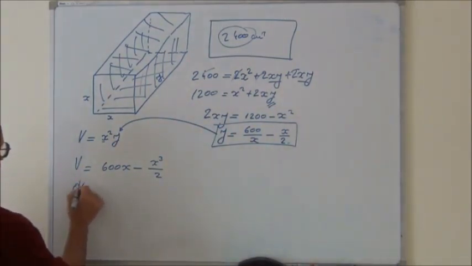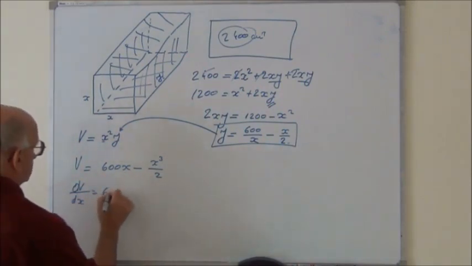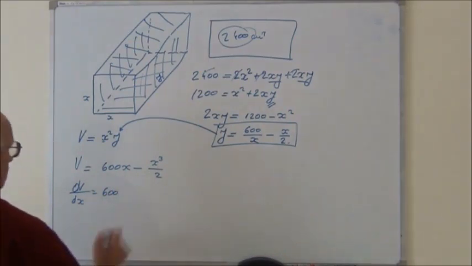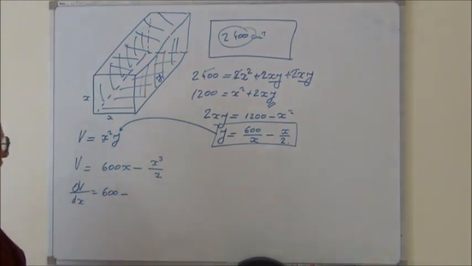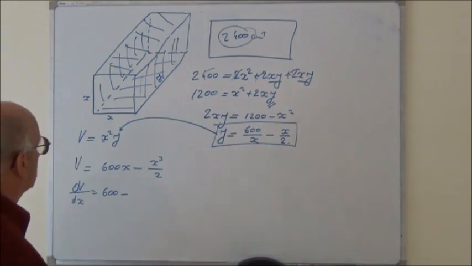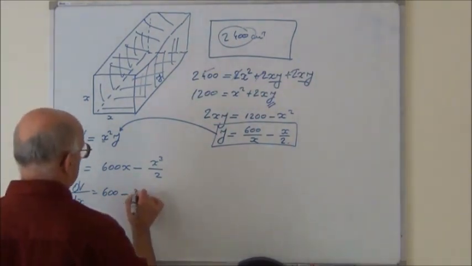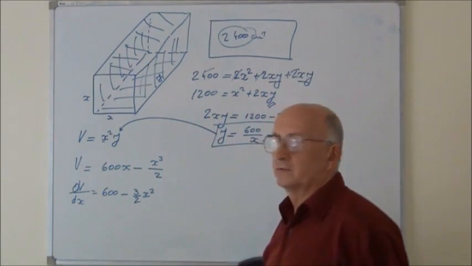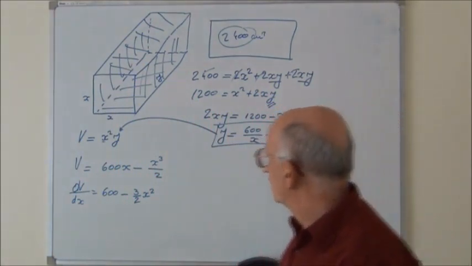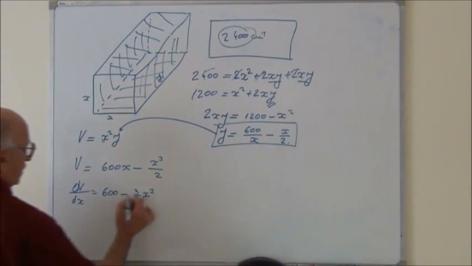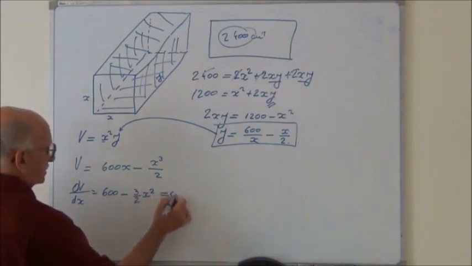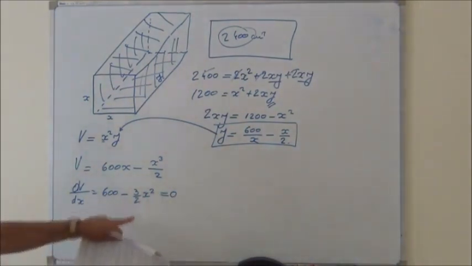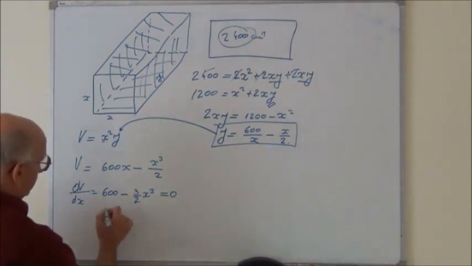Then dV on dx equal the derivative of this is just 600, minus the derivative of x cubed, which is 3x squared, so it will be 3 on 2 x squared. And this is our derivative.